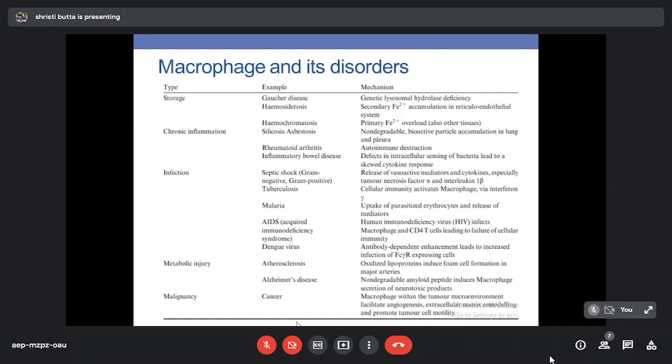Besides that, we also have disorders like hemosiderosis, which is responsible for iron accumulation. Remember, a secondary iron accumulation in the reticuloendothelial system. Hemochromatosis, on the other hand, is associated with a primary iron overload. We also have infections and inflammations, particularly asbestosis, rheumatoid arthritis, and inflammatory bowel diseases, which are associated with macrophage and a defect in the intracellular killing. Infections like septic shock, malaria.